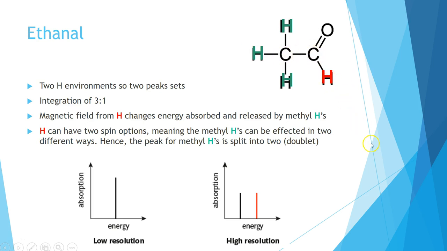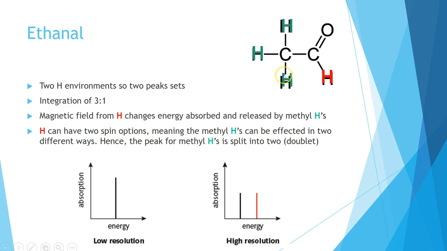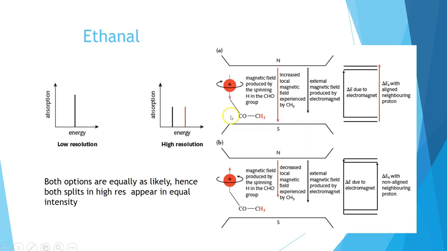Sometimes we can see splitting across here, though not very often. One of the reasons we see both options is that each hydrogen in that environment has a spin up or spin down opportunity. Looking at the red one, when it is spin up it would have 1 peak, and when it is spin down it would have another peak. So there are 2 ways that it can interact.